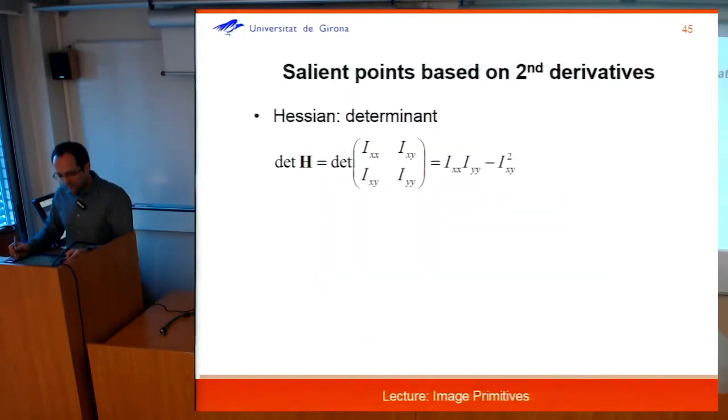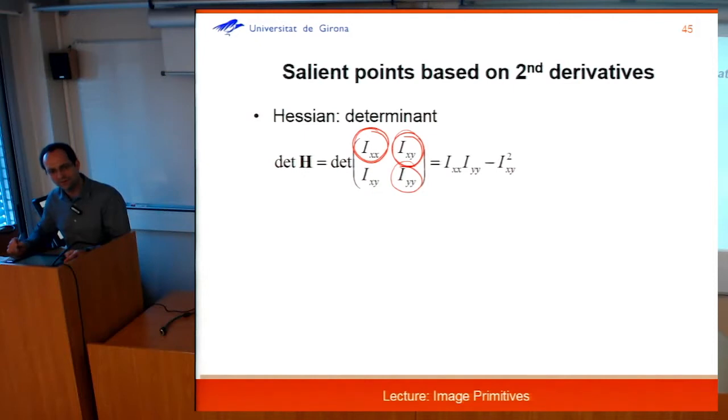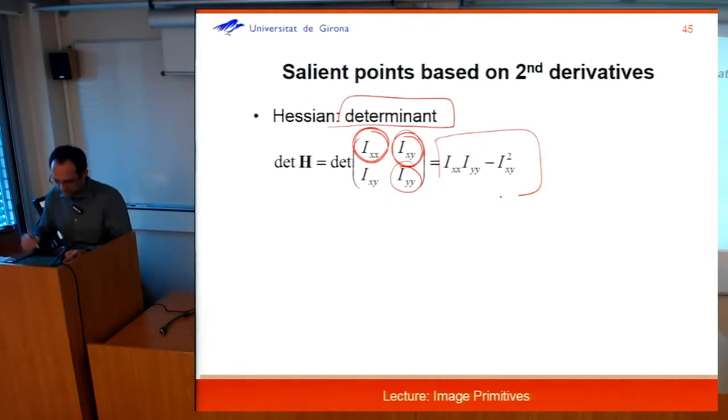Essentially, the main matrix I'm going to use is the Hessian matrix. This notation means that I'm taking the second derivative in the x direction, this is the second derivative in the y direction, and this is the derivative in x and y, for building this Hessian matrix. And then the Hessian method is just looking at the determinant of this matrix. So you compute the determinant, which is this formula here, and you get a value.